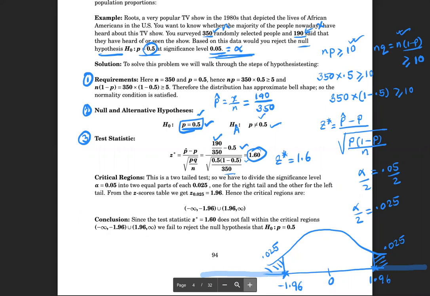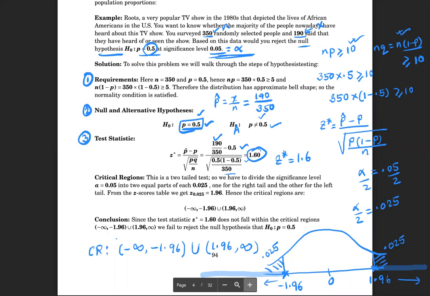And what does that mean? That means this: your critical regions are going to be from negative infinity to negative 1.96, which is the left shaded region, this left shaded region, union 1.96 to positive infinity, which is the right shaded region. That's what it is. That's your critical region. So these are critical regions. In this case, we have two regions.